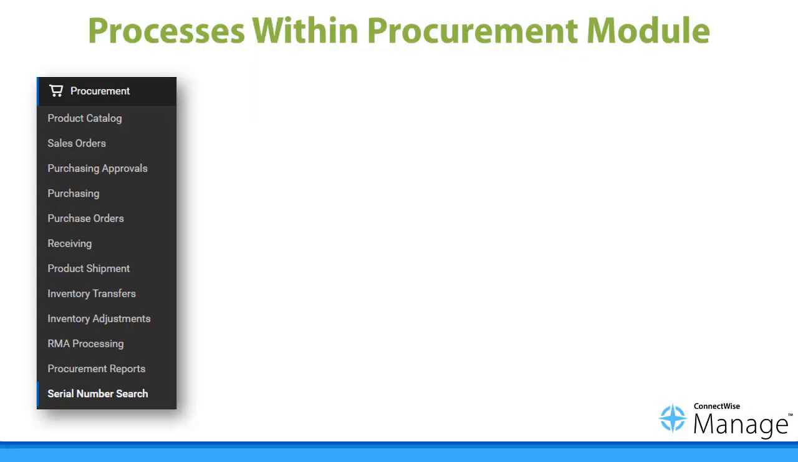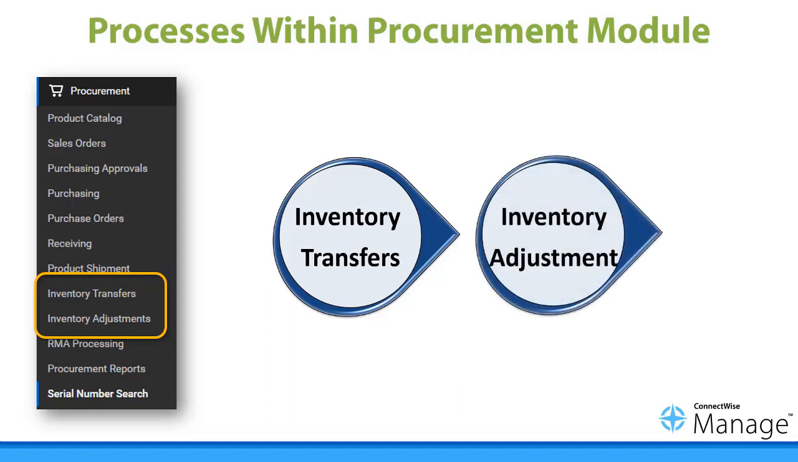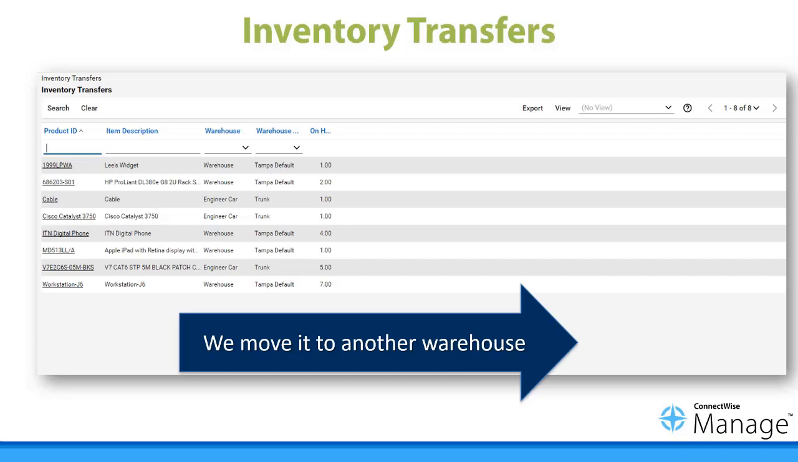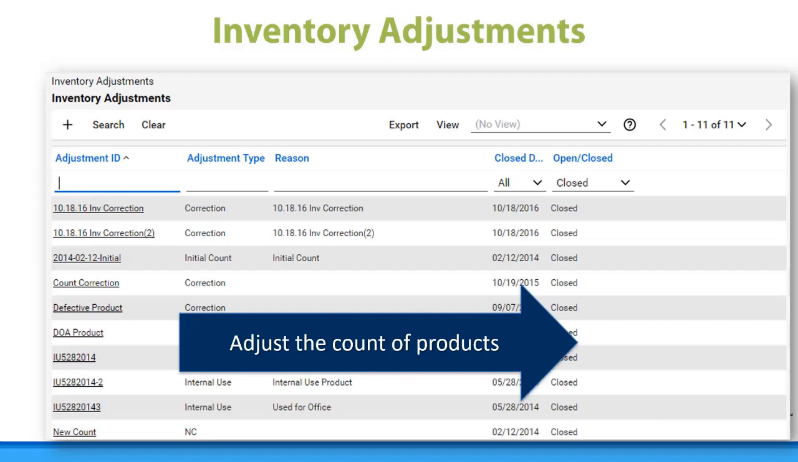Inventory transfers and inventory adjustments are useful if we have to move inventory or change the inventory counts. The inventory transfer screen allows us to move items from one warehouse to another. The inventory adjustment screen is used to increment or decrement, increase or decrease, the quantity of items.